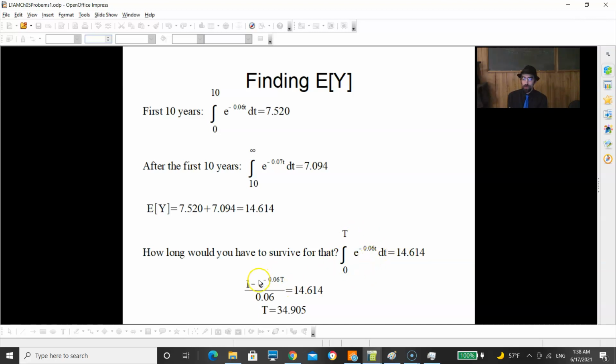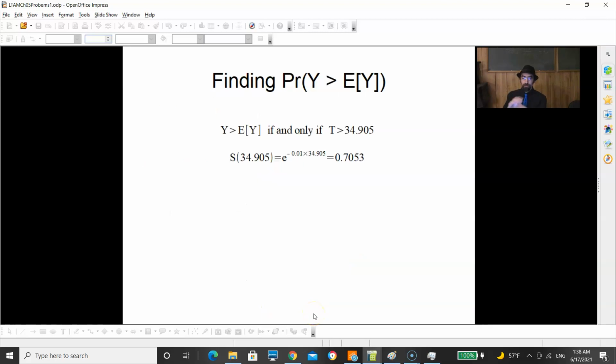So you do the integral, get the function in terms of t. Algebra happens, and you get t. All right, so we figured out that y will exceed its expected value if and only if t exceeds 34.905.